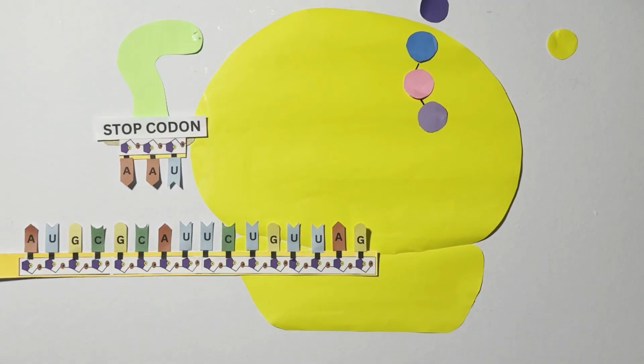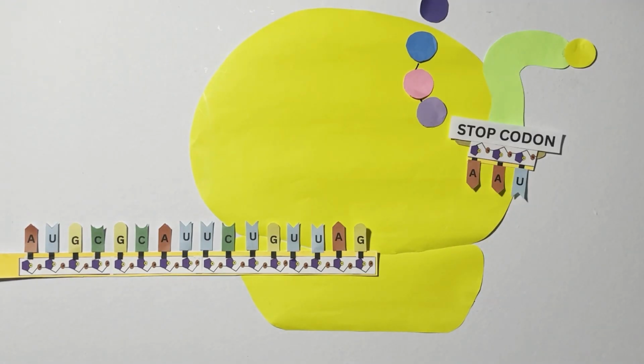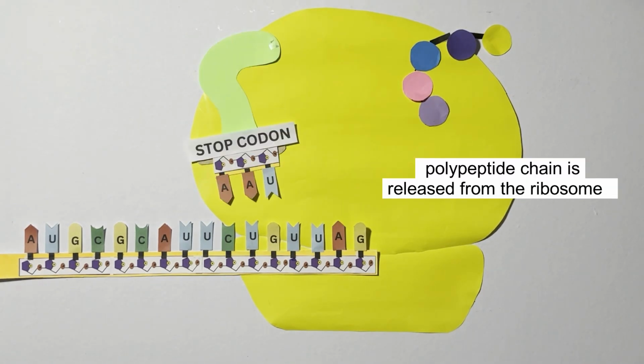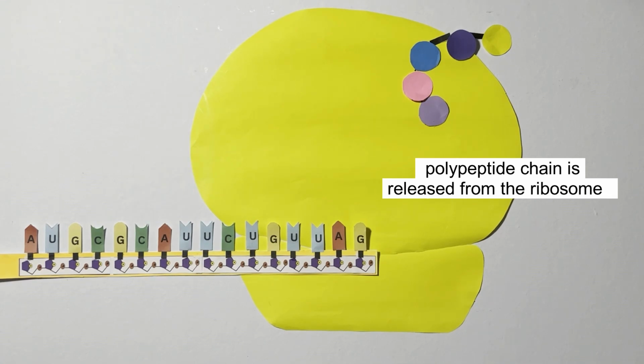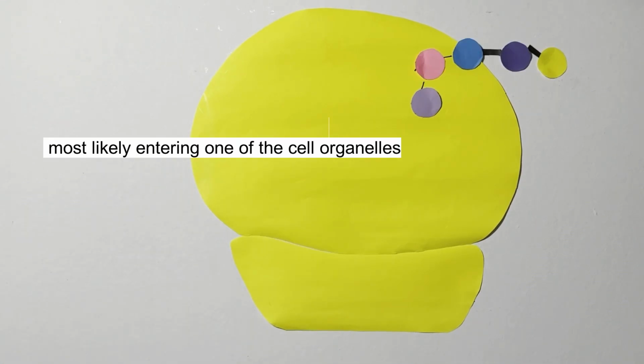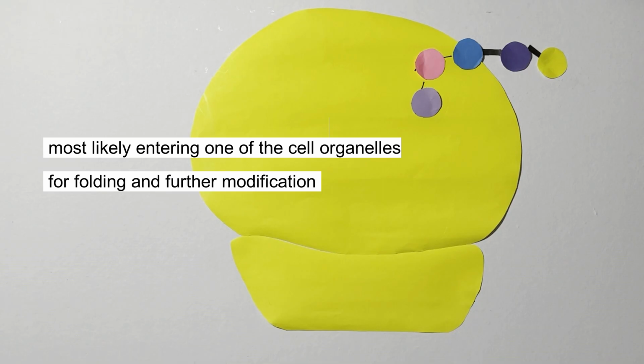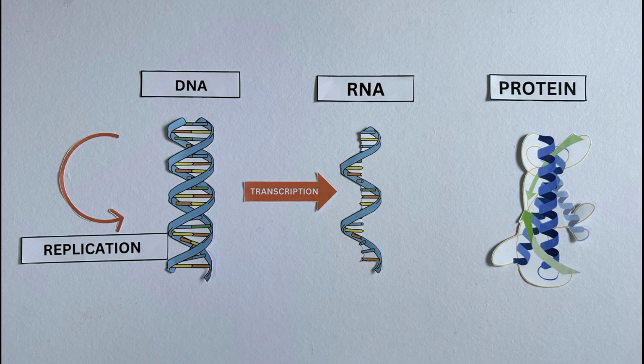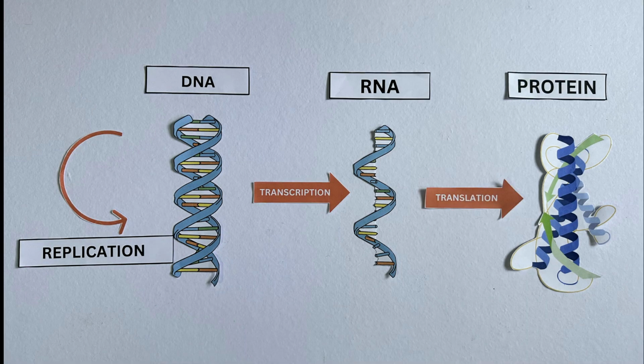At the termination phase, translation continues until a stop codon is reached. The polypeptide chain is then released from the ribosome, most likely entering one of the cell organelles for folding and further modification. And there you have it. From DNA replication to RNA transcription to protein synthesis, this process is essential for all living things.